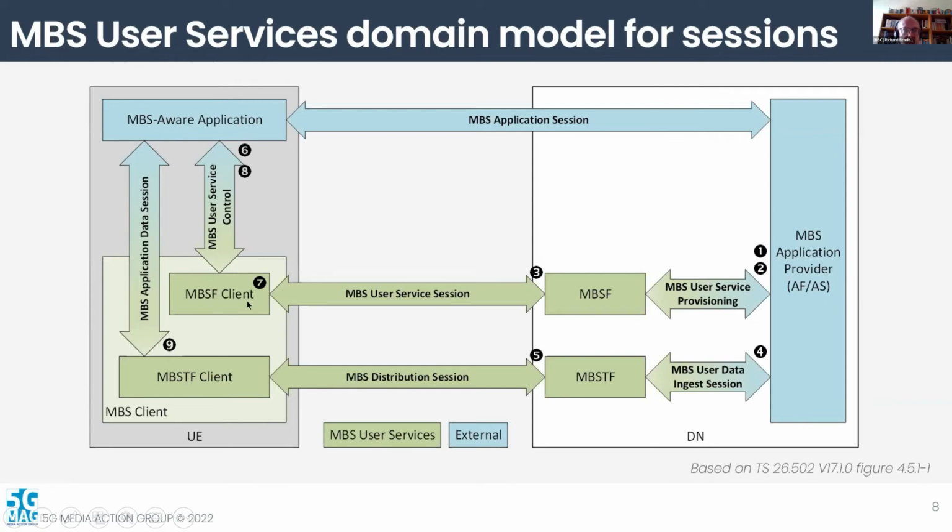The seventh step is that the MBSF client then starts receiving the user service. And then there's a little bit of interaction between the application and the client to control what it wants to receive. And then finally, the actual user data that has been received by the MBSTF client is then passed to the MBS aware application over this application data session. So that's kind of how it all fits together. And just to add that this interaction here could be some low-level socket, or it could be something like an HTTP proxy server exposing stuff to the MBS aware application.